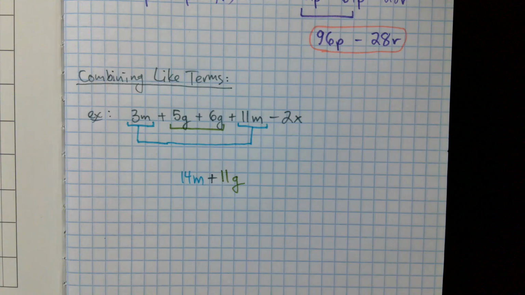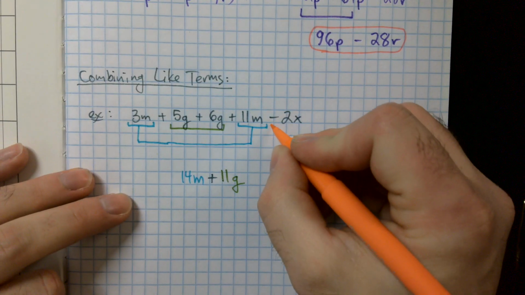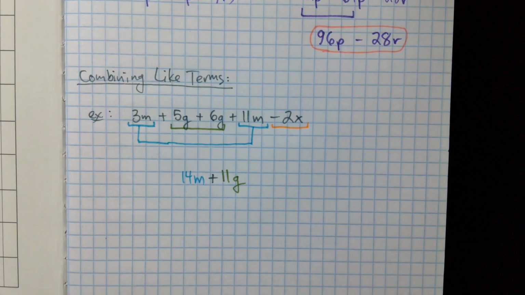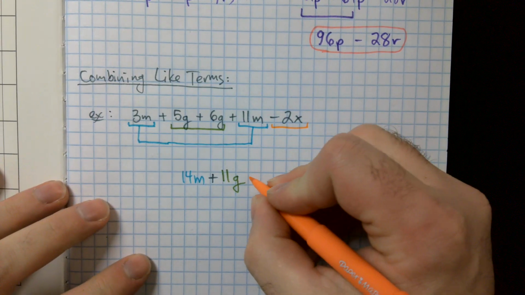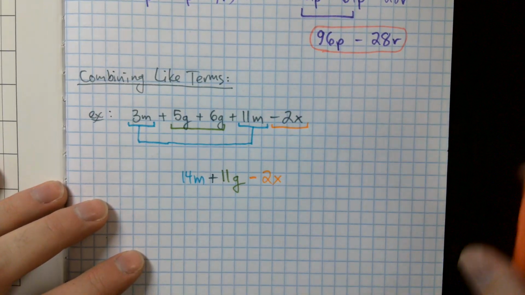What can I combine minus 2x with? Nothing. Can we just get rid of it then? No, we've got to throw it on the end, just like that.